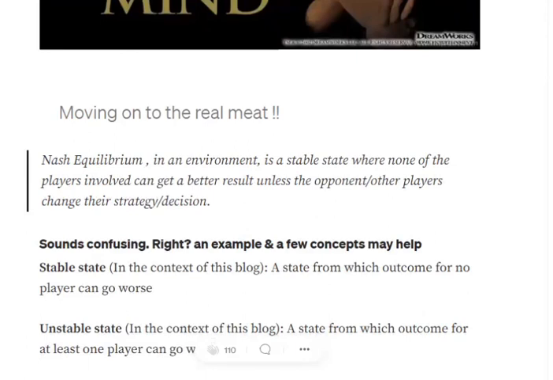So basically, in an environment, Nash equilibrium is a stable state where none of the players involved can get a better result unless the opposite player, the opponent, changes his strategy. So this is a bit complex to understand, so we'll run through an example as well. But first of all, let's understand what are the different terminology that we need to know.